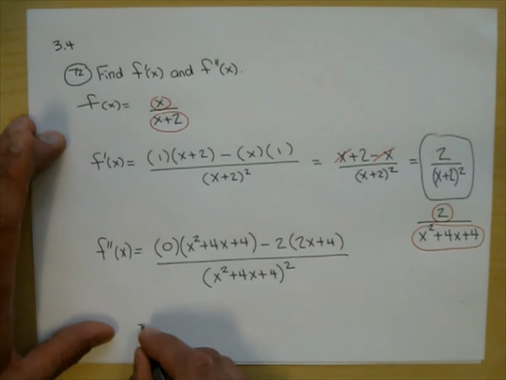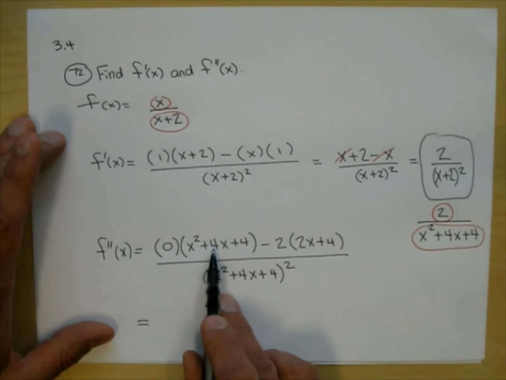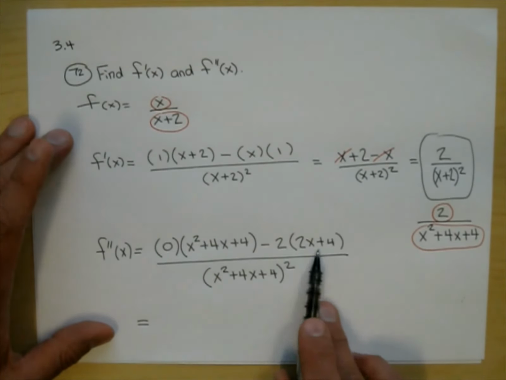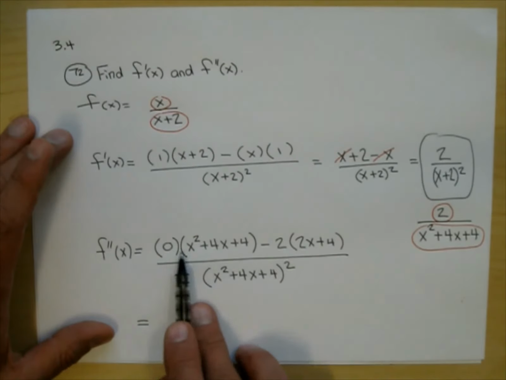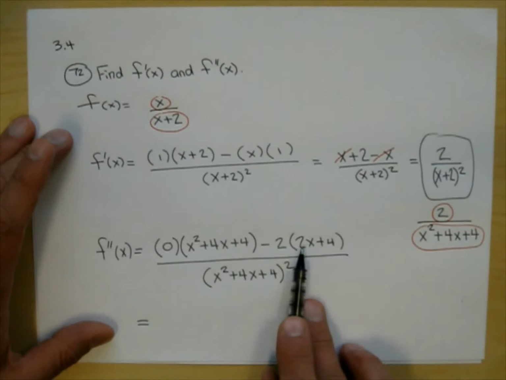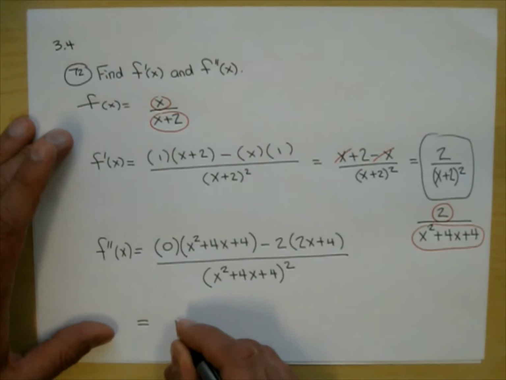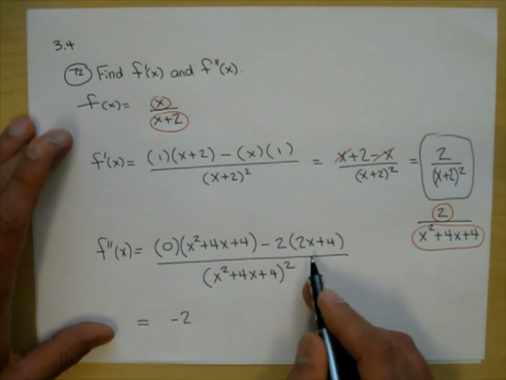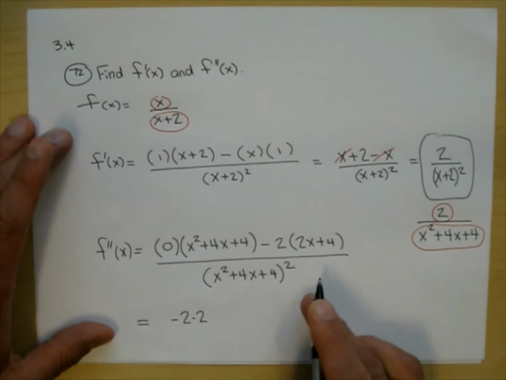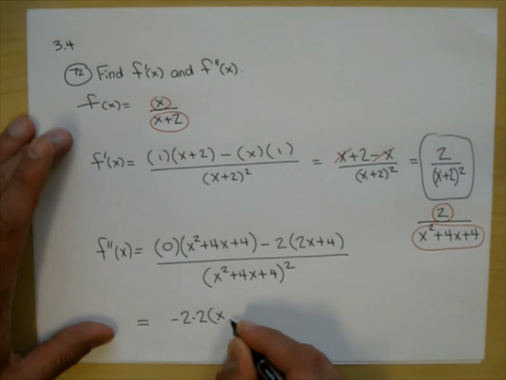Okay. So this first part is just 0. I'm going to keep the top factored because there's nothing else on the top. I'm going to factor out, I believe, a 2 from there. So watch this. I have negative 2, and then I factor out another 2. This is x plus 2.